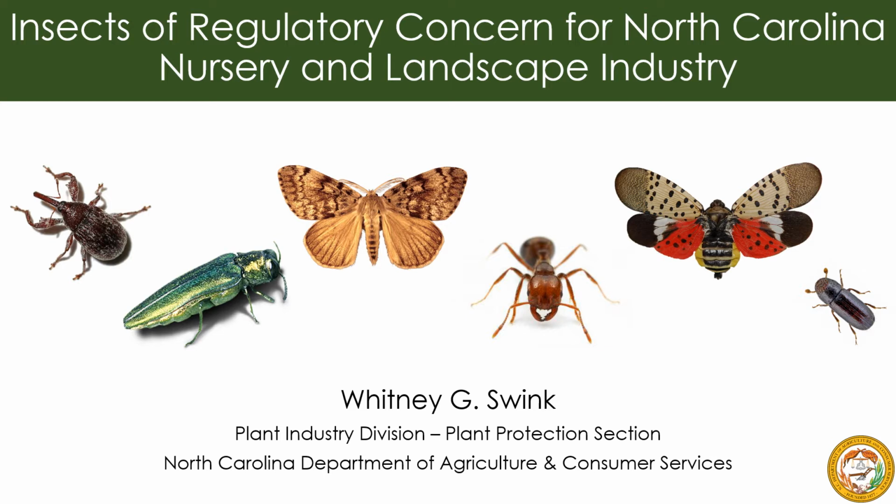In this presentation, I will be covering insects of regulatory concern to the nursery industry in North Carolina. I hope to provide useful resources and a general overview of 6 main pests of concern: the cotton boll weevil, emerald ash borer, European gypsy moth, imported fire ant, spotted lanternfly, and the walnut twig beetle. I will not be covering control methods for these pests. Please contact your local cooperative extension agent for guidance on pest control.